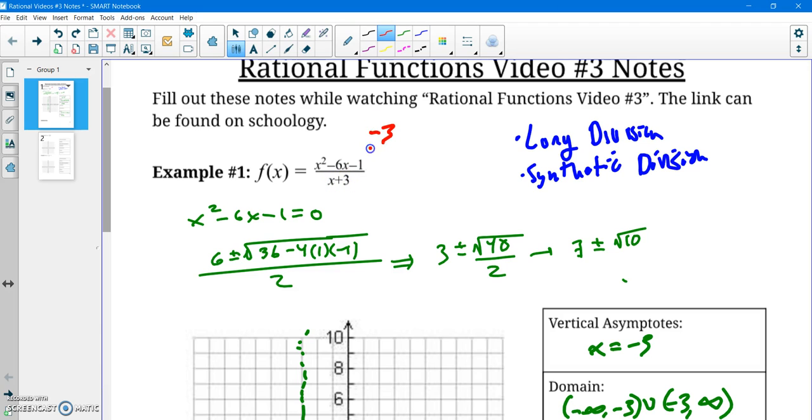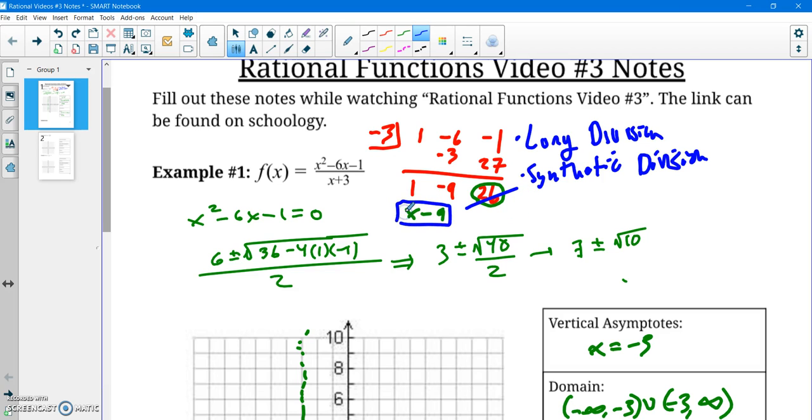So a reminder, I'm going to put a -3 in my box. Here are my coefficients. I'm going to go through my process. Remember to interpret that answer. So this tells me that when you divide that, you get x minus 9, and then the 26 is my remainder. The nice thing is we're not going to worry about the remainder at all. It has no impact whatsoever. This is our slant asymptote.